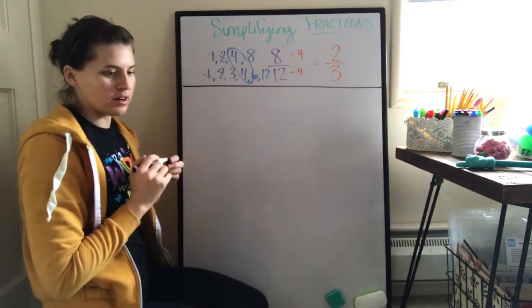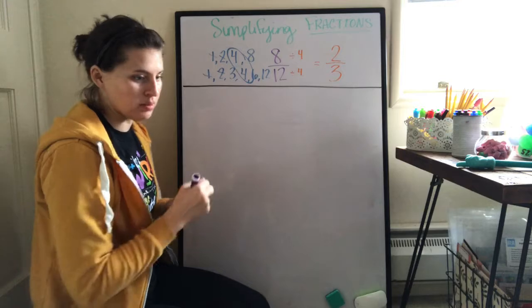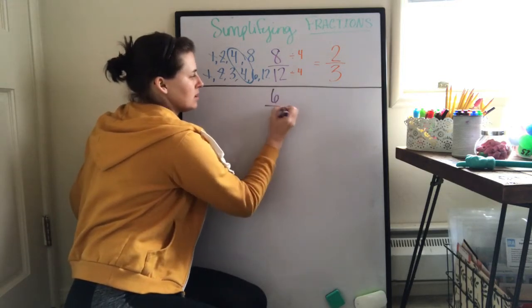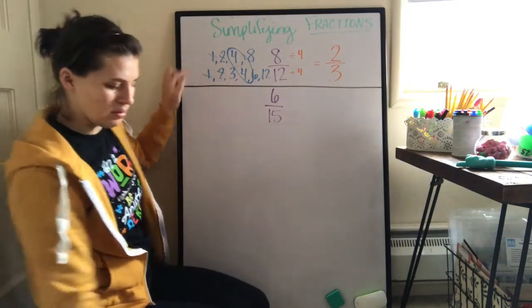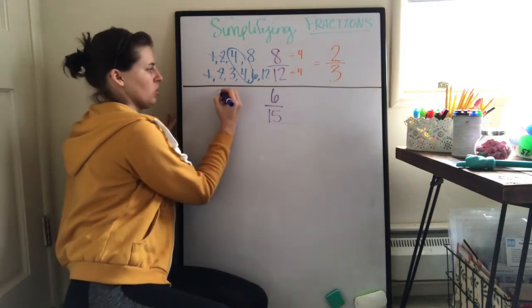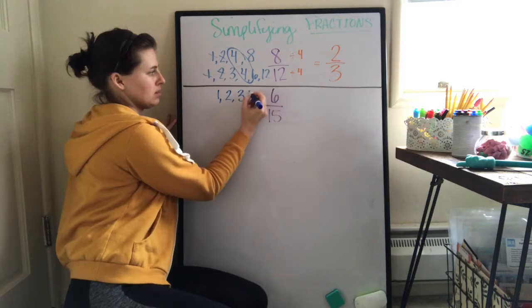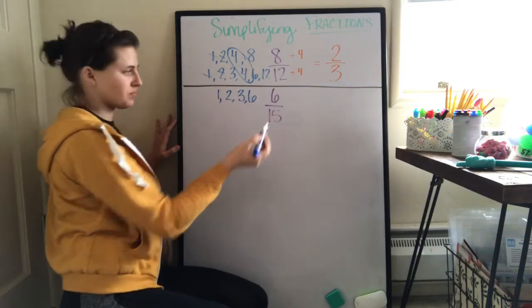I'm going to keep that there because we're going to do the same thing every time. And if you want to do this with me, I recommend it. Let's do 6/15. First, we're going to come up with factors. Factors of 6: 1, 2, 3, 6. 1 times 6 is 6. 2 times 3 is 6.